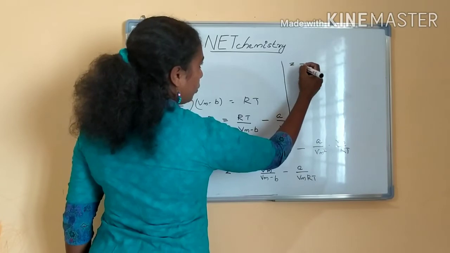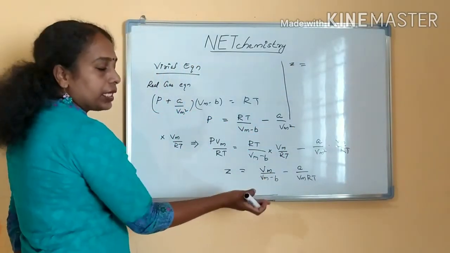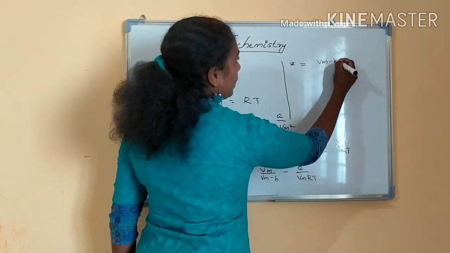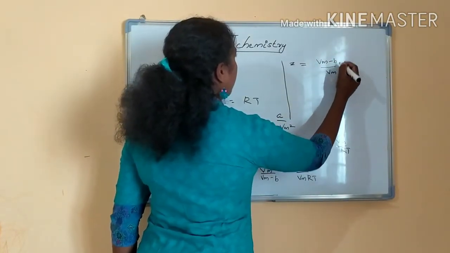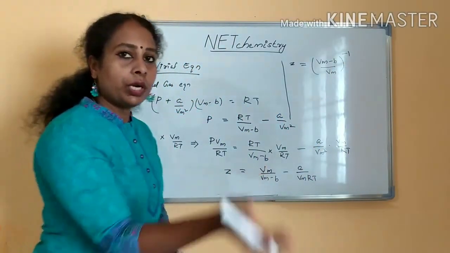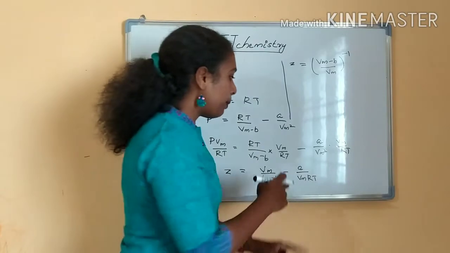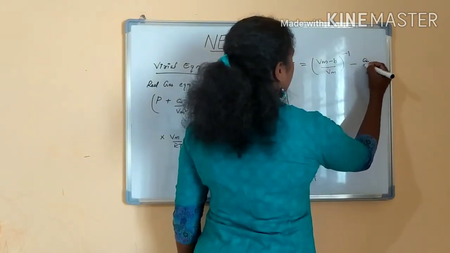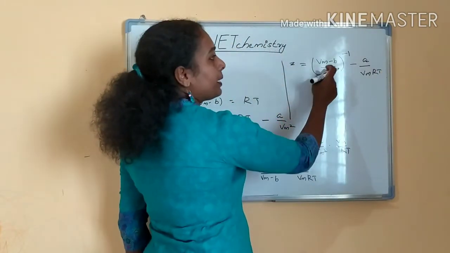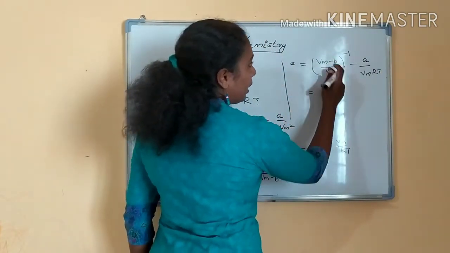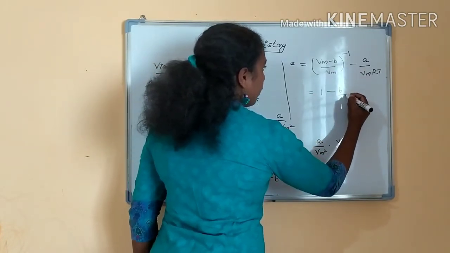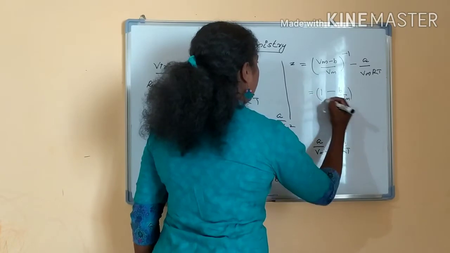So Z equal to Vm by Vm minus B. I am writing it ulta. What will happen? Vm minus B by Vm, if I am writing, I have to put a minus 1, right? This is the way you have to take. Then minus A by Vm RT. Vm minus B by Vm, this I am again rearranging: Vm by Vm, 1 minus B by Vm, minus 1.